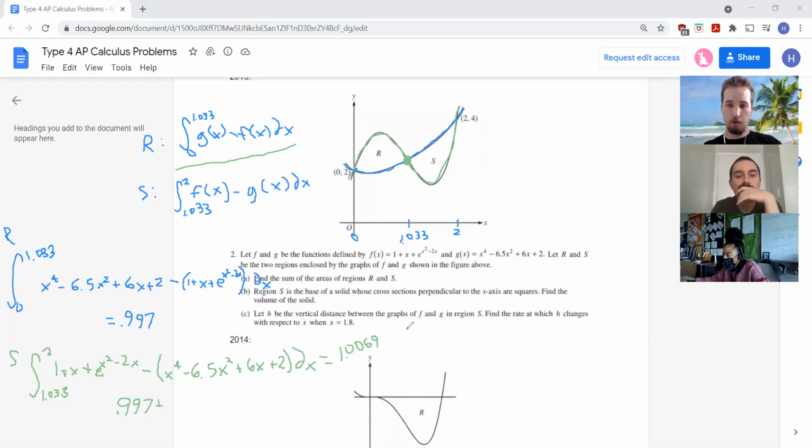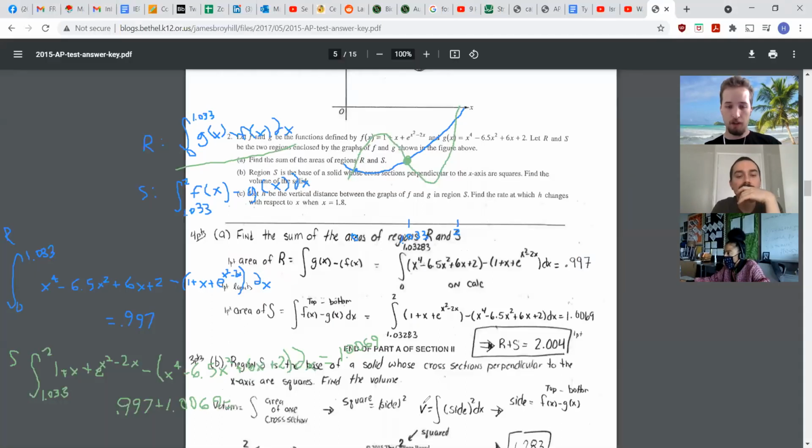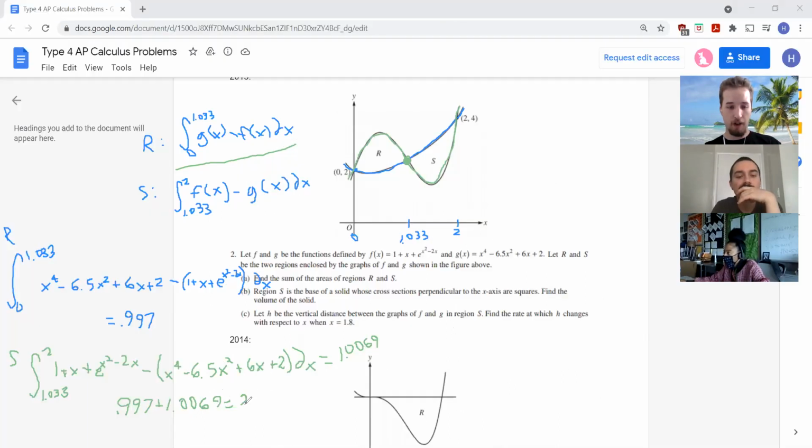Oh, I know you can see me switch screens. I didn't have that much time to prepare. I am switching to the answer key just because I haven't had a bunch of time to prepare and I don't have a graphing calculator on me, so I'm letting them do the calculator for me. And so that's the answer you'd get.